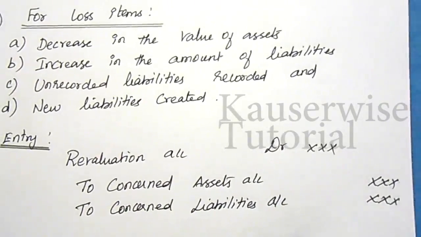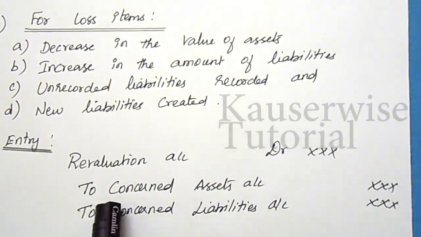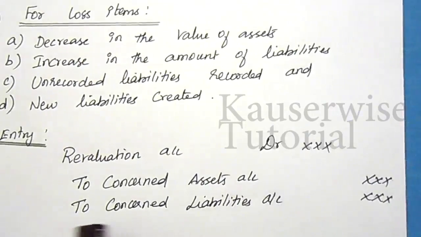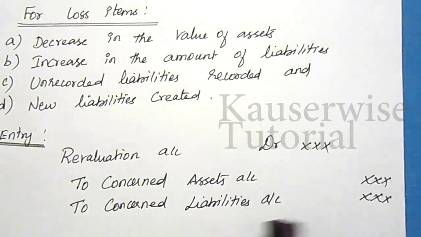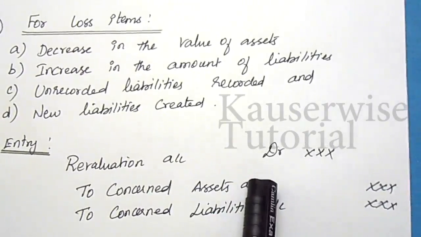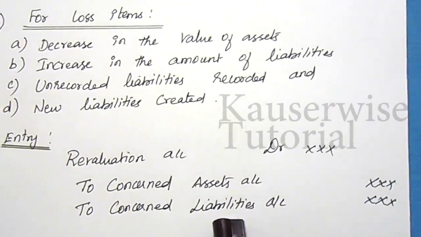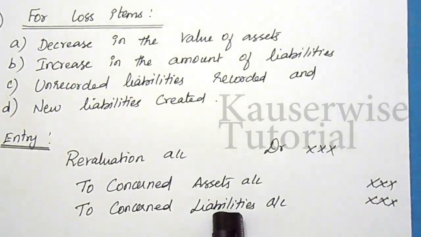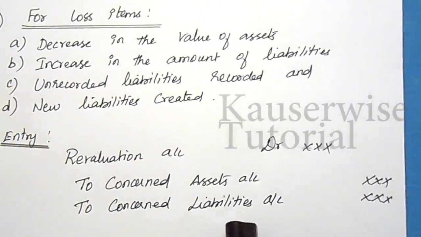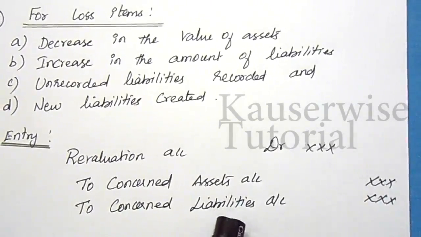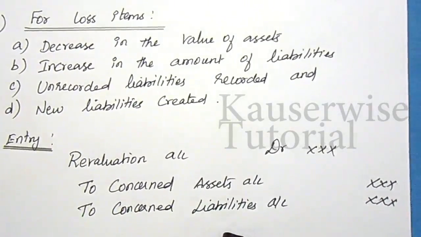The entry for the transaction is revaluation account debit to concerned asset account, to concerned liabilities account. When the asset value decreases, credit. When liability value increases, credit. When a new liability is created, credit. When unrecorded liabilities are recorded, credit. So this is the entry for loss items.